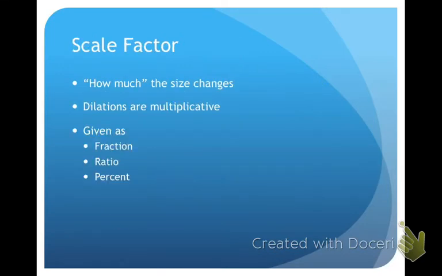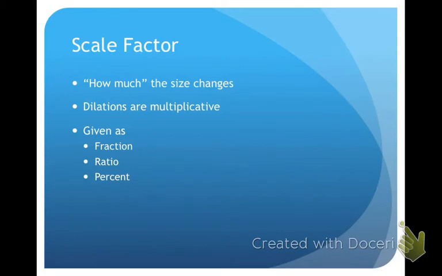So let's talk about that term scale factor. That's the how much for the size change. Now, one thing that we need to be very clear about here, dilations are multiplicative. So the scale factor is either something that we multiply or divide. So, thinking about that, things that we usually use with multiplication and division, we have fractions, ratios, and percents. All of those can summarize a multiplicative relationship.